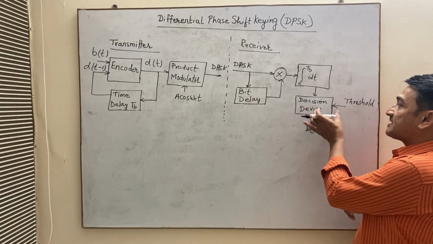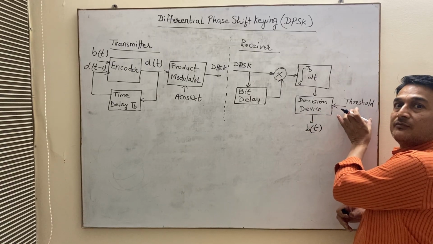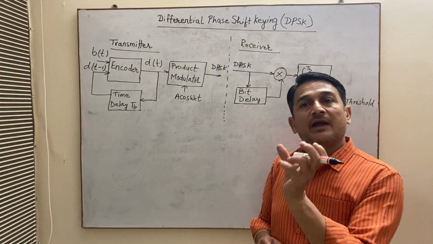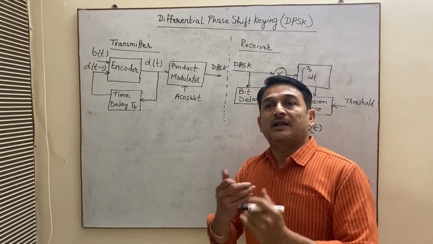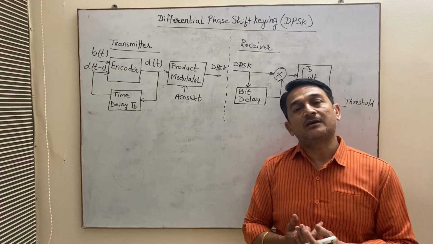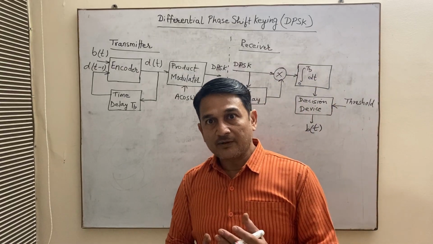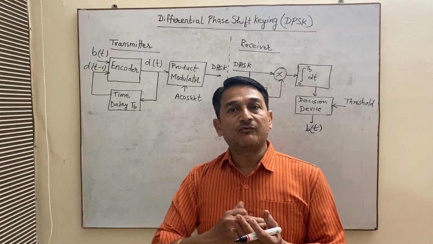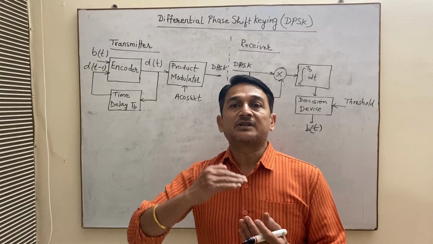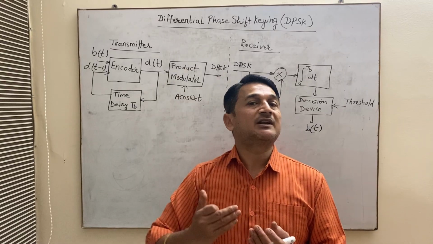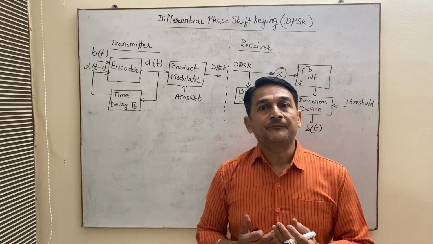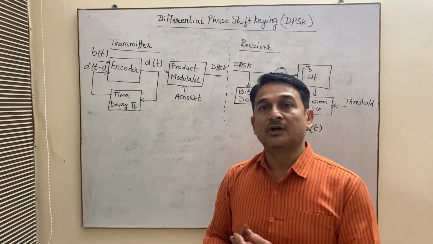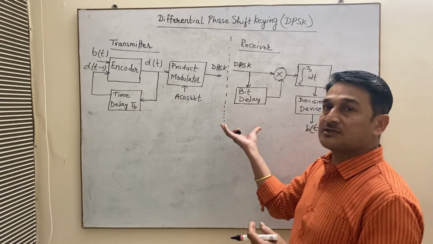This BT sequence is decided with the help of a threshold value. This threshold value can be kept at a particular voltage level. Let's say, for example, bit 0 is represented by 0 volt and bit 1 is represented by 5 volts. So the threshold can be 3 volts. If the output signal is above 3 volts, we will consider it as bit 1, and if it is below 3 volts, we will consider it as bit 0. This is how the whole process works.